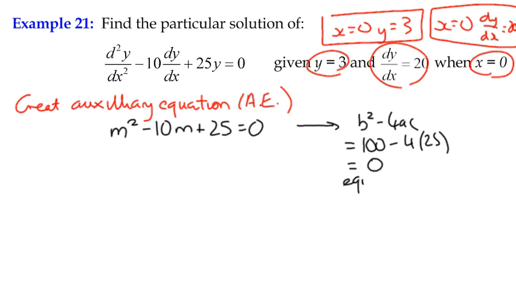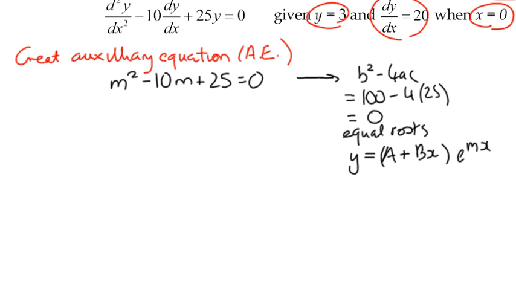So we've got equal roots, which means we're going to have to use the form of the solution y equals a plus bx multiplied by e to the mx. Okay, so we've done a little check of what's going to happen, looking into the future. So if we factorize this, we're going to get only one solution. The square root of 25 is 5, obviously, and we're going to have the same sign. Everything's going to work out, so we get one solution, m equals 5.